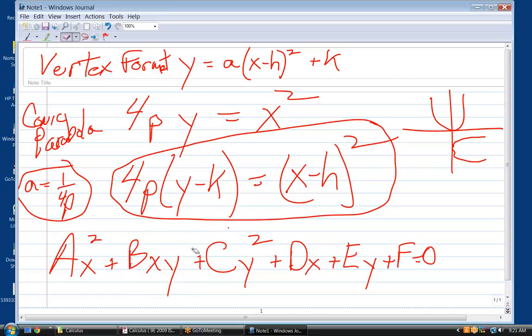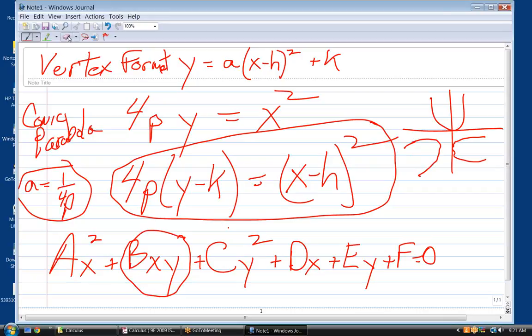Any conic which is not at an angle, in other words, if it's either vertical or horizontal, will only have these terms. You get a parabola that looks like this by having one of those in the equation.